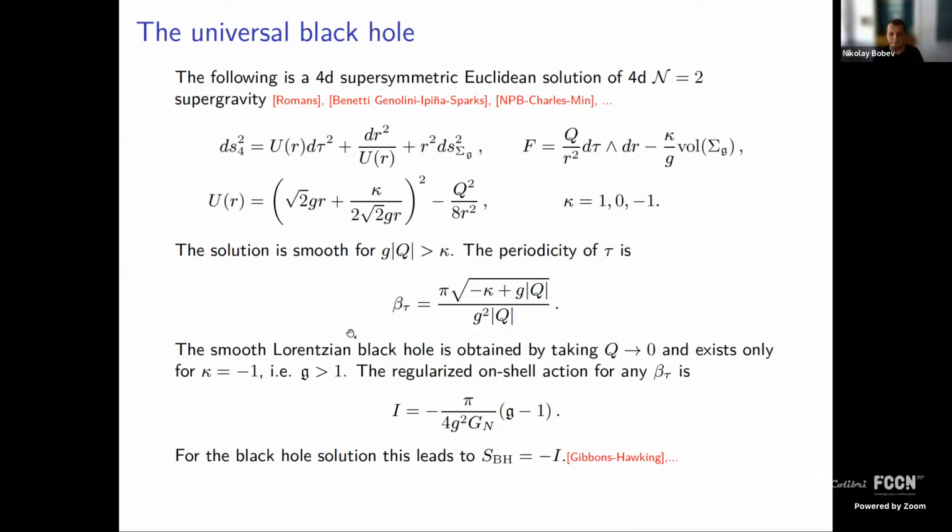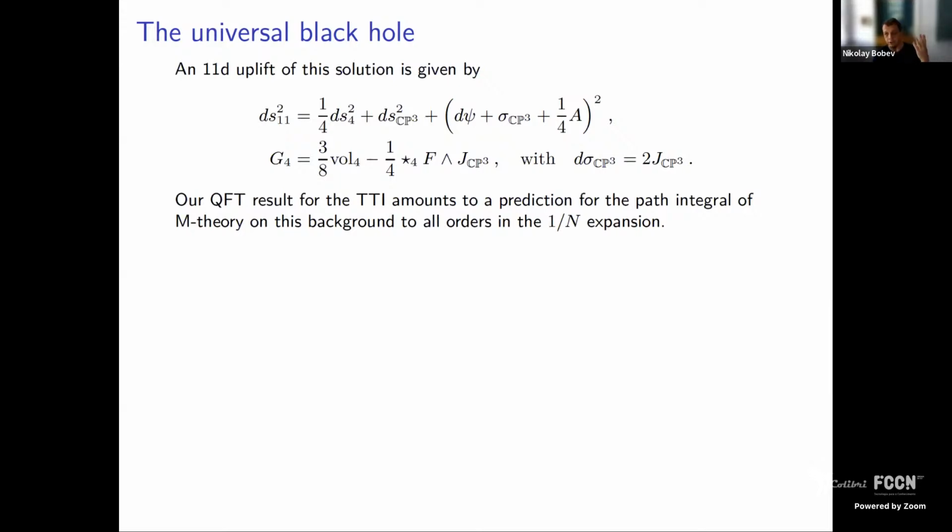Okay, so this is kind of an overview of this solution. And as I said, in this limit Q going to 0, it's nothing but the magnetic Reissner-Nordstrom in AdS, extremal. This can be uplifted to M theory.